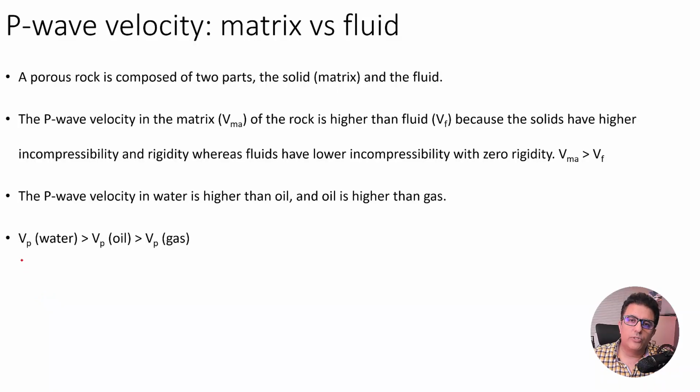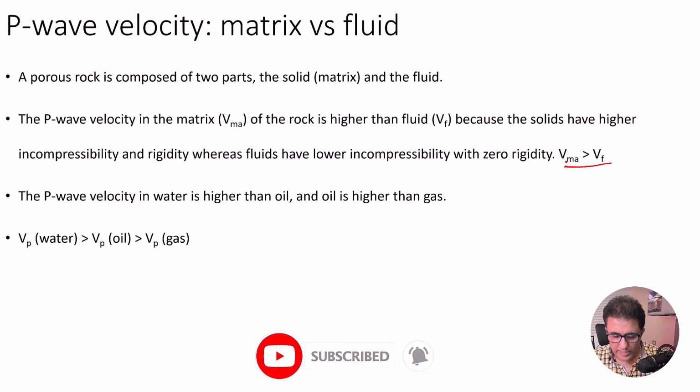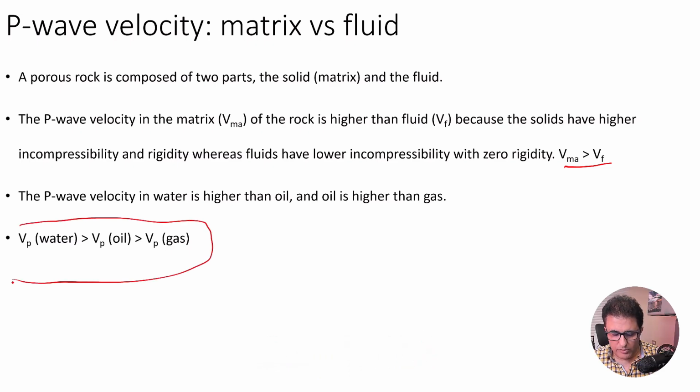So when we look at a rock, it is composed of two parts: the matrix part and the fluid part. In general, no matter what type of matrix we have, usually the velocity of the matrix is much greater than the velocity of the fluid part. Now, when we talk about the fluid part, the fluid can be water, oil, or gas. As you see here, the seismic velocity in water is greater than in oil, and that is greater than in gas. This is something that we should consider when we talk about a rock that is saturated by some kind of fluid.